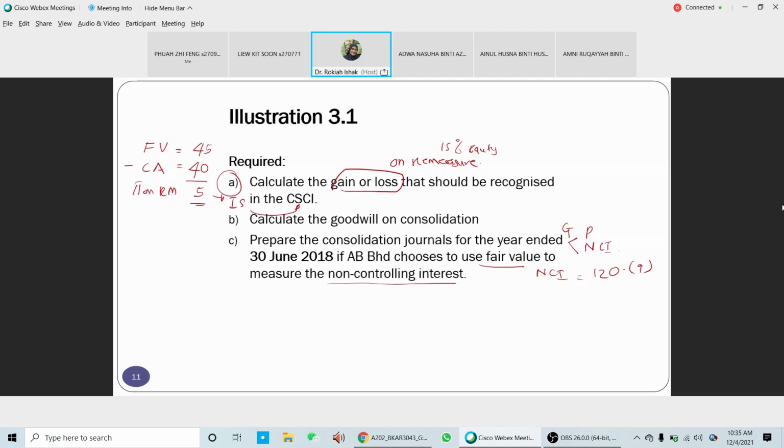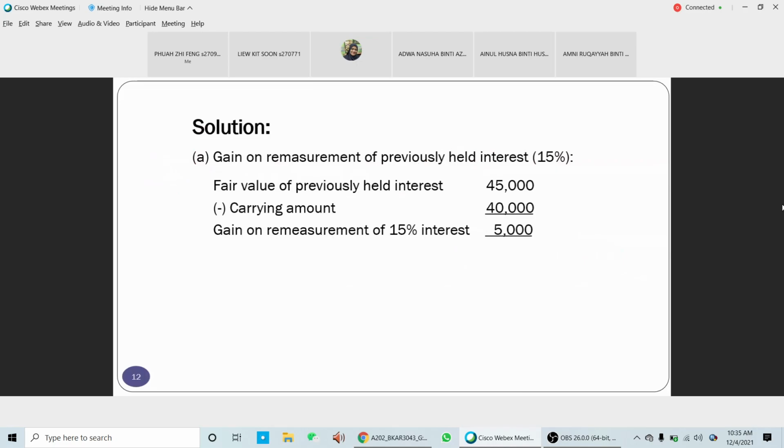Next, we just look at this. Is it okay with this one? So just compare the fair value and the carrying amount. We're going to have a gain here. The gain of 5,000 needs to be transferred to the income statement.